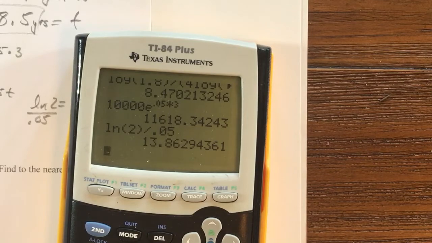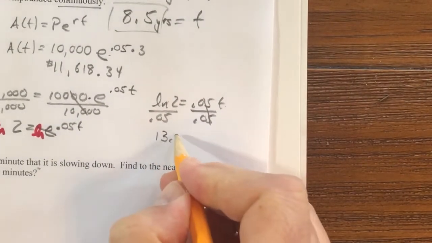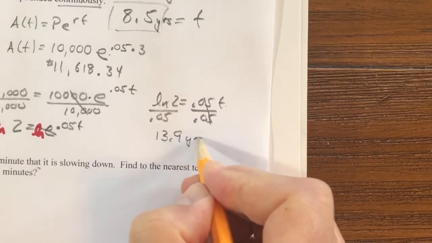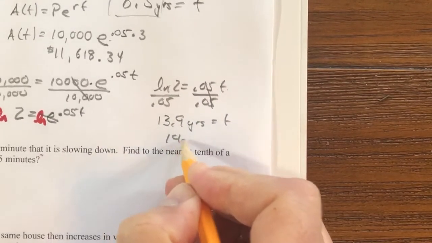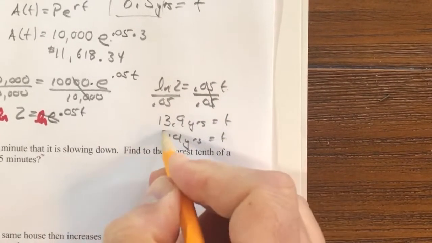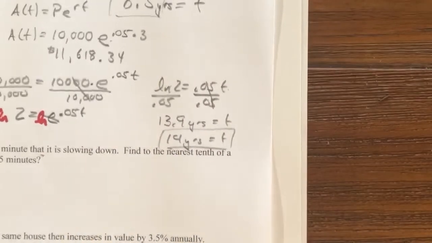13.86, it says to the nearest year. So I'll put 13.9 years. If we follow directions, I would say 14 years. Nearest year, 14 years.